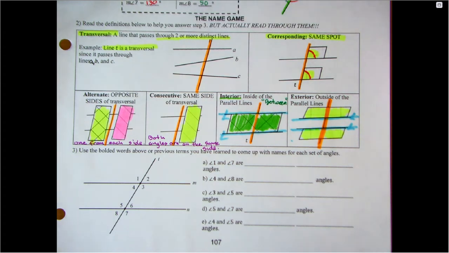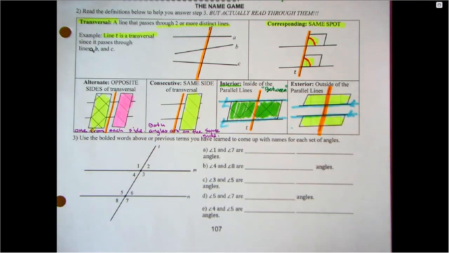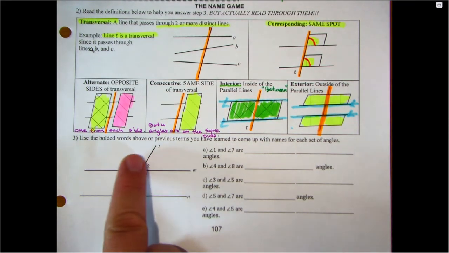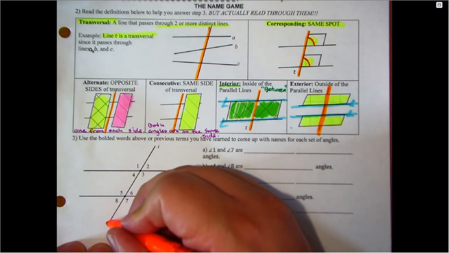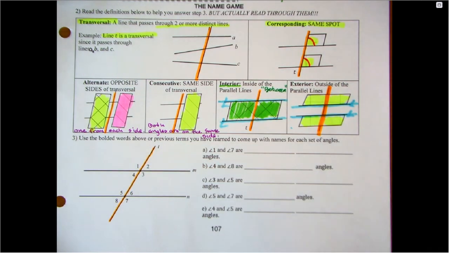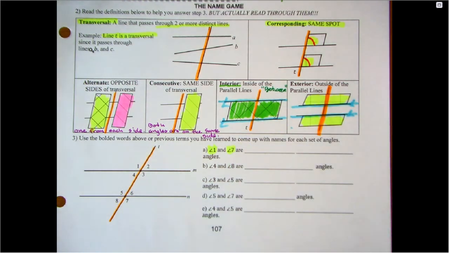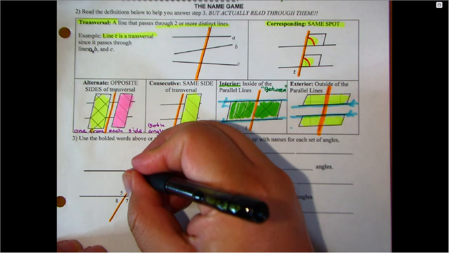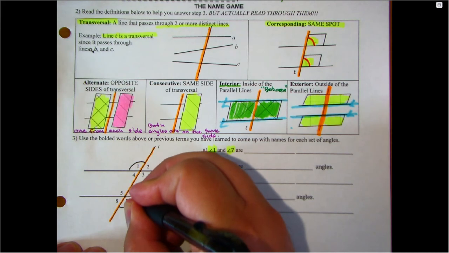Now, the best way to show you is here's pretty much our only example, but I'm going to pull some other ones from another set of problems that we have just to practice. So look, here's our example. Use the bolded words above or previous terms you have learned to come up with the names for these sets of angles. So it's going to get a little bit messy, but look, here is once again the transversal. Now, first question, they said angle 1 and angle 7. Okay, well, let's look at angle 1. So we mark things, and that's the thing. You got to learn to mark them. We mark angles with a little curve. So there's angle 1, and there's angle 7.